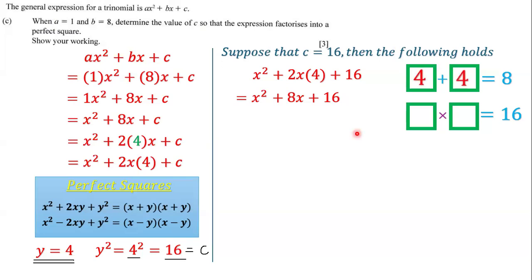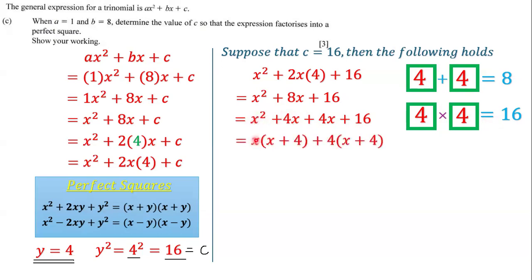All right, two numbers that we can use are 4 and 4, because 4 plus 4 is 8, and 4 times 4 is 16. And so we express 8x as 4x plus 4x. And so we have x squared plus 4x plus 4x plus 16. We factorize this expression because both of these terms have x in it. So we factor out x, and that leaves us with x plus 4, because x times x is x squared, and x times 4 is 4x. And so this is the factored form of this expression.